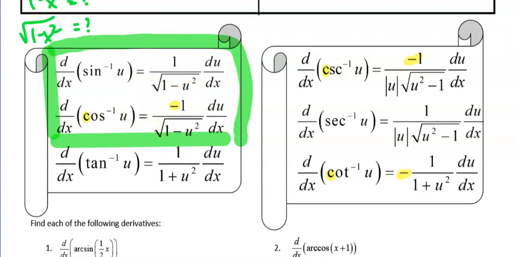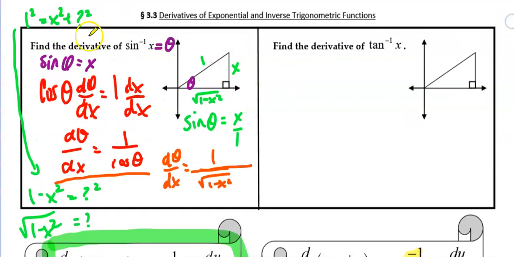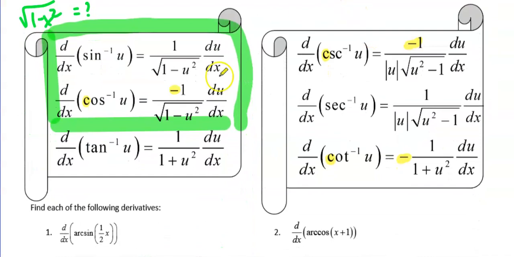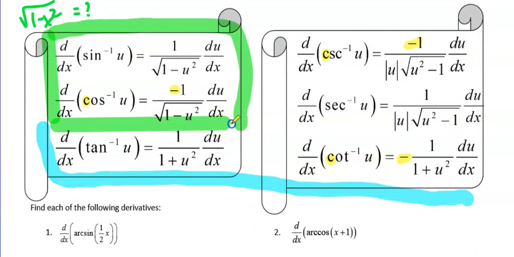If you went back up here and did it with the cosine, you would get the exact same value, except it would be negative in front. Another cool thing is that the tangent and the cotangent, you can see here, are also the same thing. So the tangent and the cotangent have the exact same derivative.